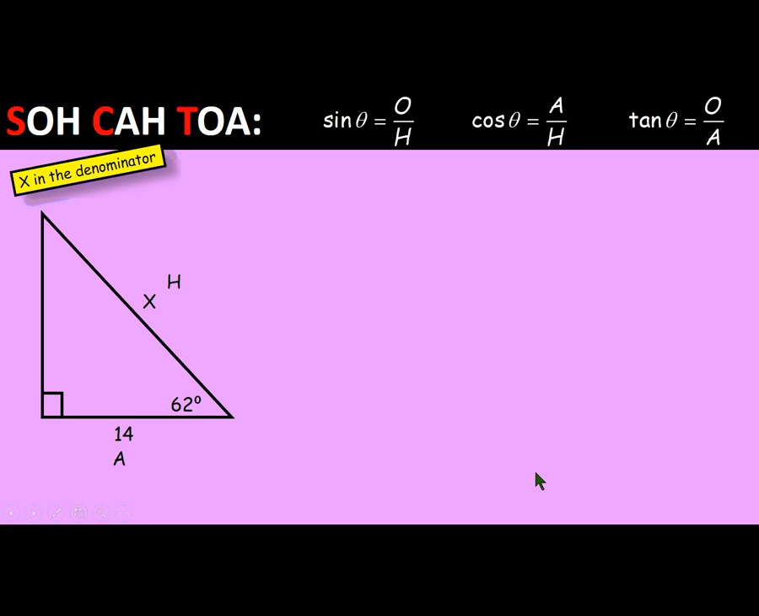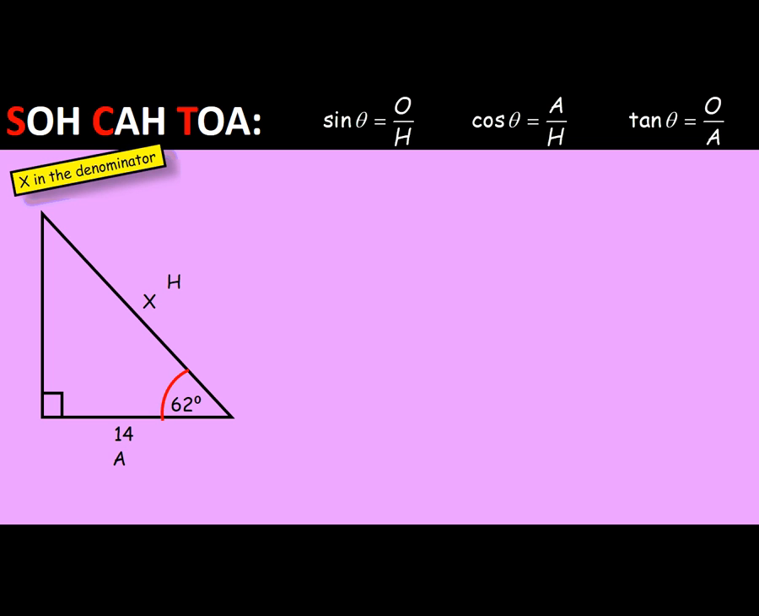Now, this problem might look exactly like the problems we have done in the past, but there is something slightly different. If we start this problem, we're going to use the 62 degrees for our angle. We have the adjacent and the hypotenuse already marked. When we set up our equation, something different is going to happen.